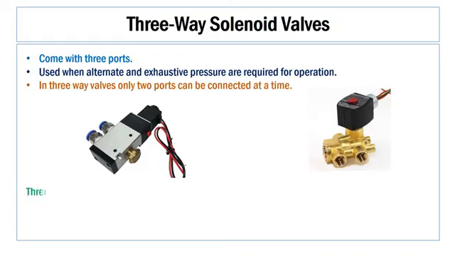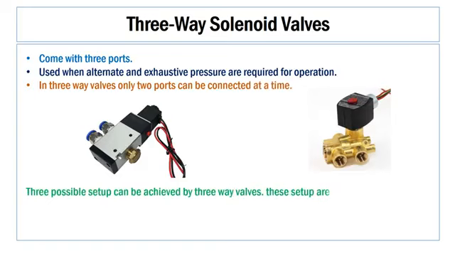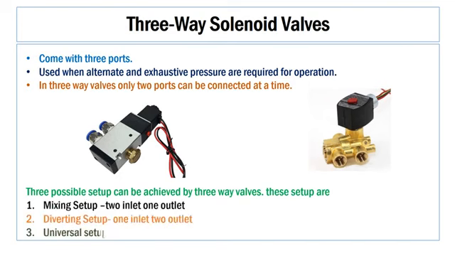Three possible setups can be achieved by using three-way valves: mixing setup, diverting setup, and universal setup. In a mixing setup, two inlets and one outlet are used. In a diverting setup, one inlet and two outlets are used, and a universal setup allows media to flow in either direction.